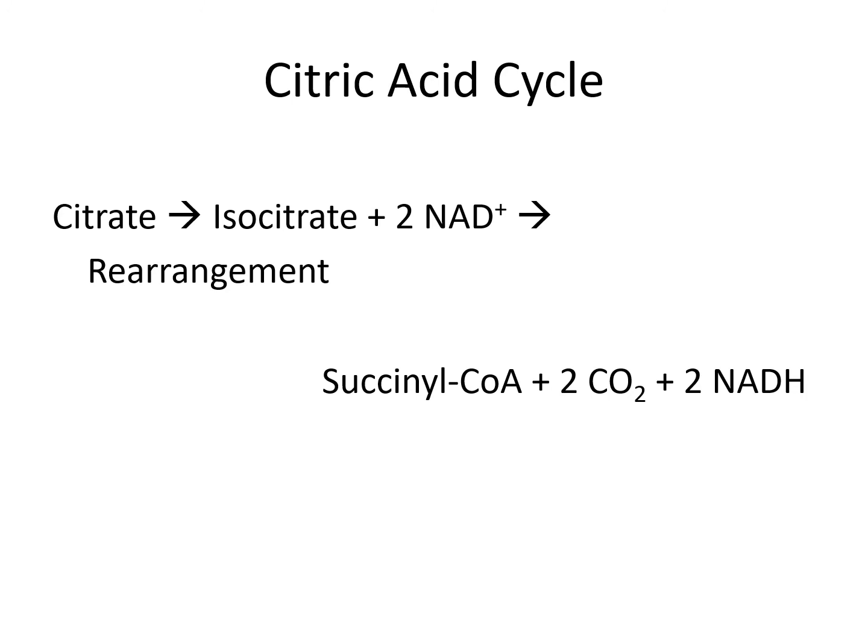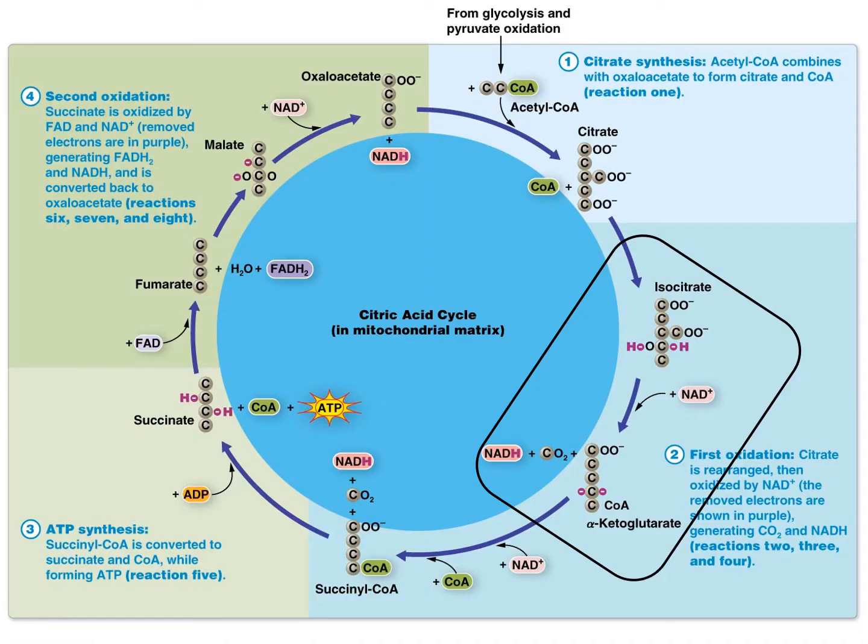Next, there's a rearrangement. Citrate gets rearranged to form isocitrate, plus 2 NAD, and this yields succinyl-CoA and 2 molecules of carbon dioxide and 2 NADH. So we have another carbon being lost as carbon dioxide. Here we see isocitrate combining with NAD, forming a molecule called alpha-ketoglutarate plus NADH.